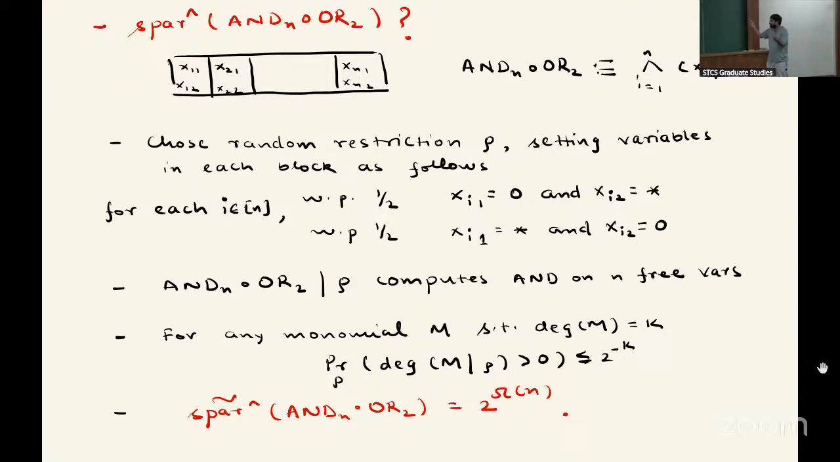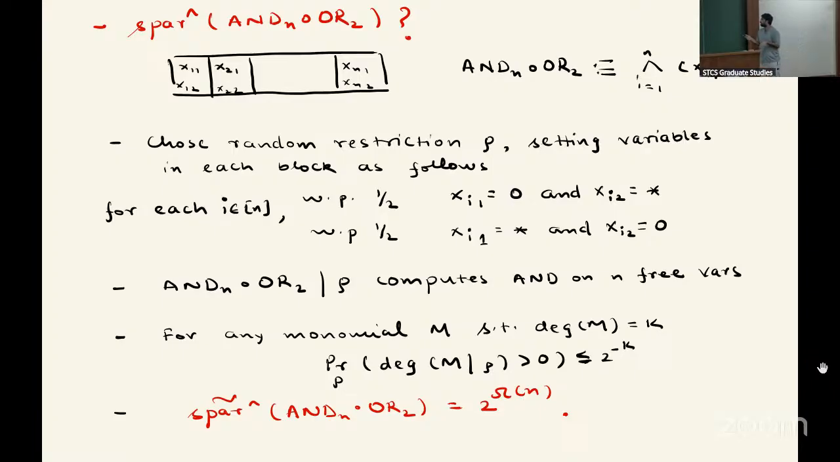So note that in this case, I've used the structure of the AND/OR function. I've used that there are these blocks and I can play with these blocks. So that insight is needed to prove this lower bound. So I have to look into the function and then come up with a random restriction strategy. Okay.